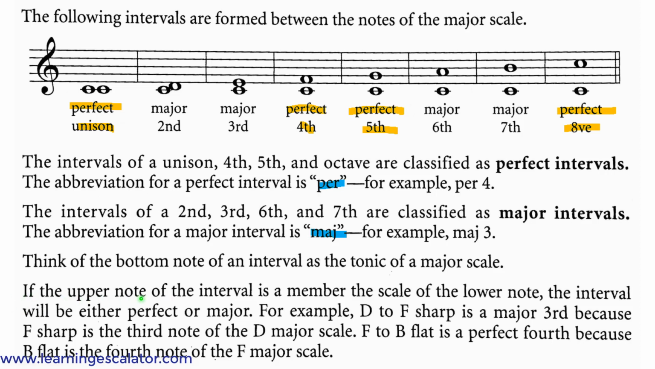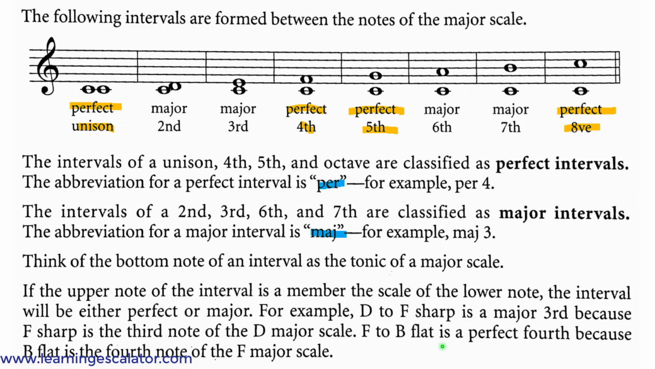If the upper note of the interval is a member of the scale of the lower note, the interval will be either perfect or major. So for example, D to F sharp is a major third because the F sharp is the third note of the D major scale, because the first note is D, the second note is E, and the third note is F sharp. So since F sharp is the third note of the D major scale, it's called a major third.